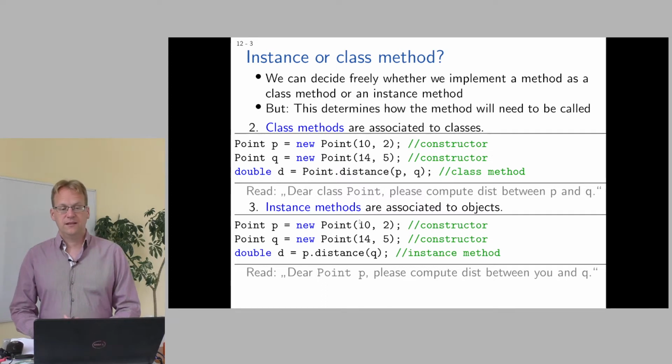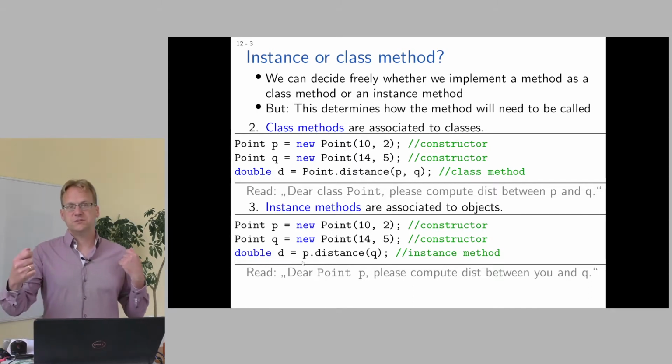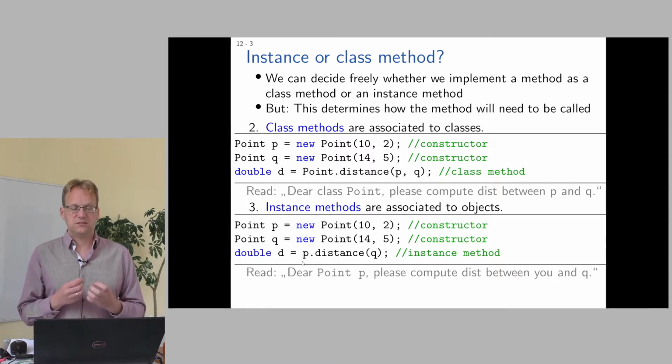Okay, then instance methods, that was the third type of methods that I introduced. First type was constructors, second type class methods, third type instance methods. So here, this is how I would use an instance method. Again, I would create these 2 point objects, P and Q. That's the same as before. But now that I would like to compute the distance between these 2 points, I would need to ask this point P: P, please compute the distance to this other point Q.